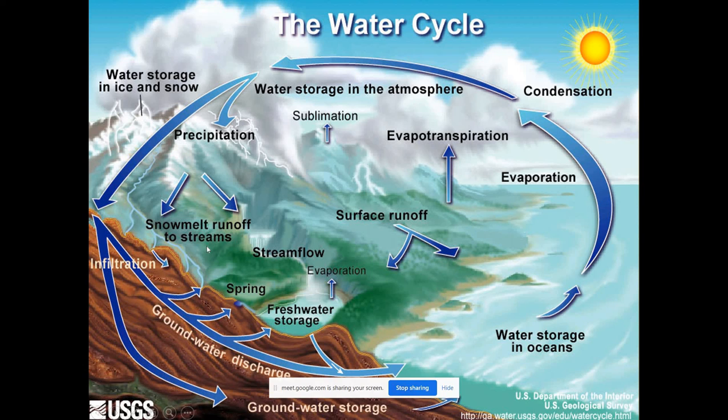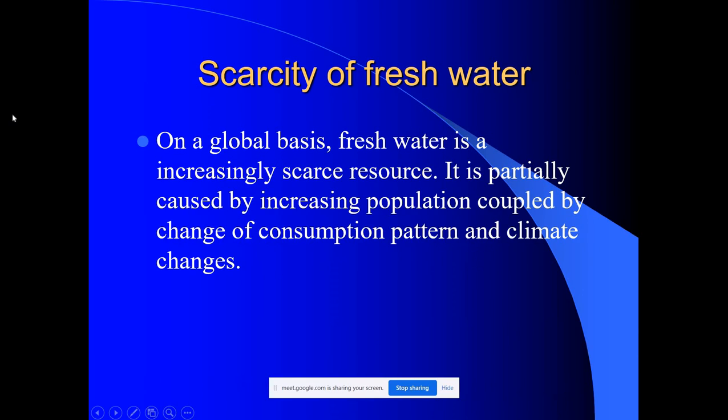Snow melt runoff to streams. The snow also melts during the summer. Then it goes to the streams, then stream flows. There is fresh water storage also. What happens when there is surface runoff? It goes down to the earth, sometimes the ground. So there are different types of water.